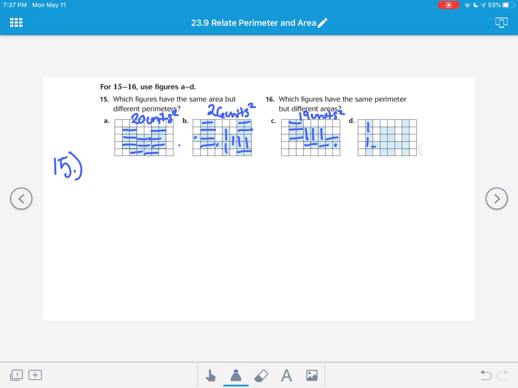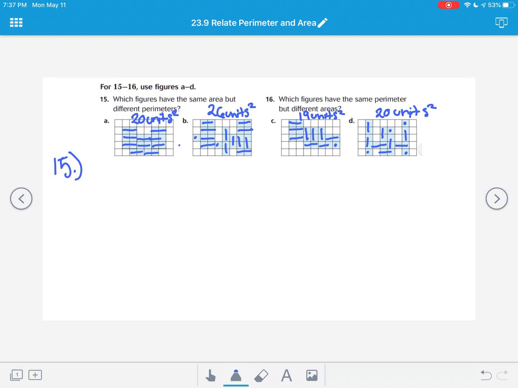And for D, I see 2, 4, 6, 8, 10, 12, 14, 16, 17, 18, 19, and 20. 20 units squared. You can count them in any way you'd like. I like skip counting by twos, and I do have the ability to draw on my pictures. You don't, so if you need to go a little bit slower to count, that's fine.